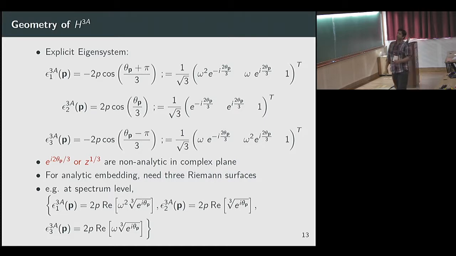So they are non-analytic in the complex plane, and to make sense of them for analytic continuation, I need three Riemann surfaces that we learn in complex analysis. So it's really one single band which is analytically intertwined among each other. You can see it at the level of the spectrum. I can rewrite these functions as just real parts of the three branches of the complex cube root of z. So this toy model helps us to make this explicit.